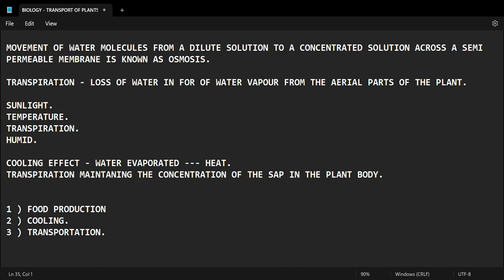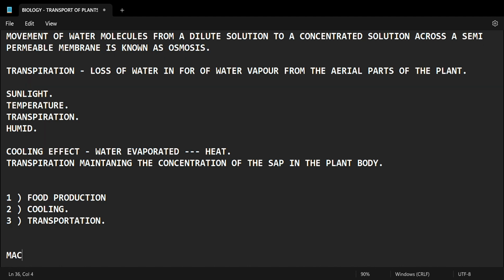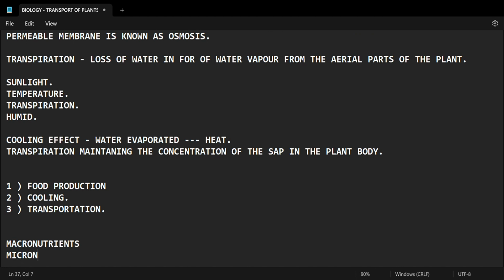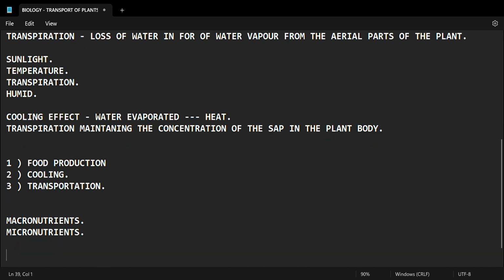Now the importance of minerals. The nutrient elements are essential for the plants to grow well and complete their life cycle properly. The nutrient elements are divided into two broad categories: macronutrients, which are required in larger concentrations, and micronutrients.